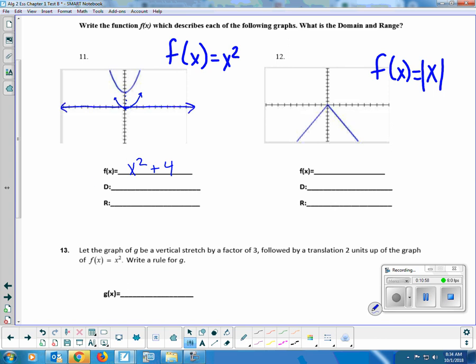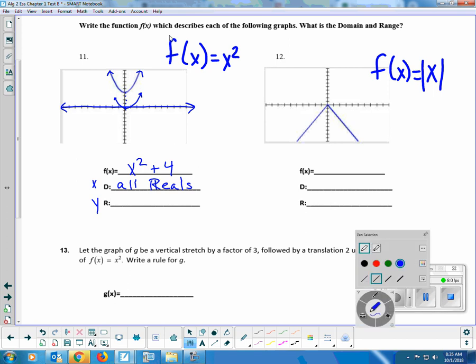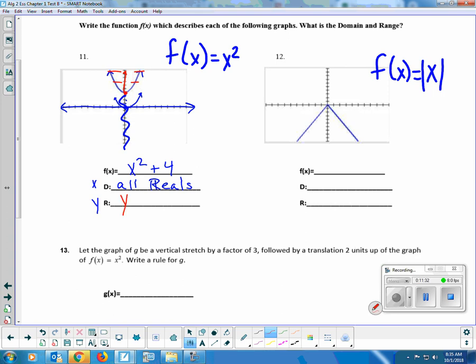Domain is your x's. Range is your y's. The domain, eventually, if this gets wide enough, all of the x's will be used. So the domain for functions is almost always all reals. The range, if we take a look, all of the y's will not be part of this graph. None of these are involved in the graph. Only from 4 up, if we stretched it further over, it would touch the graph. So these are all the y's that are greater than or equal to 4.